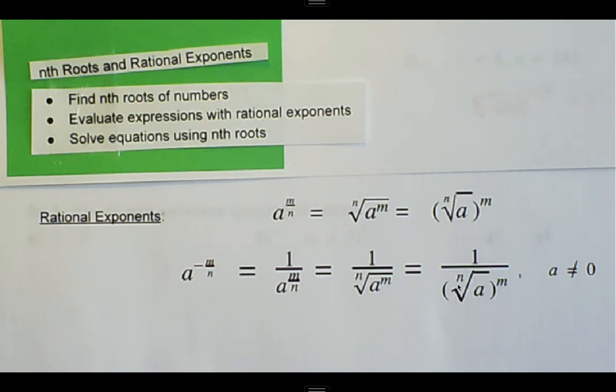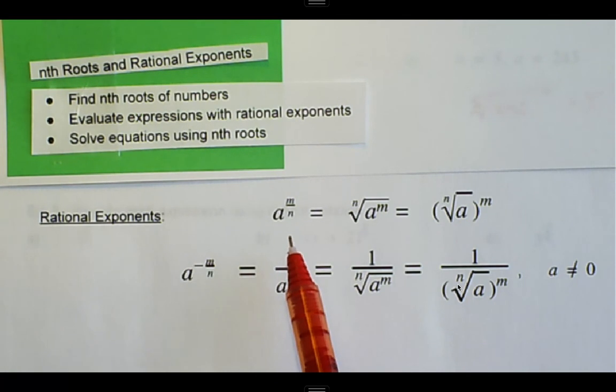We're talking about nth roots and radical exponents, and in these next examples we're going to talk about how to rewrite a radical into an exponential form, and vice versa.